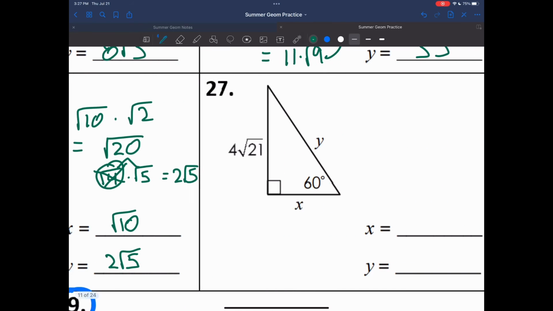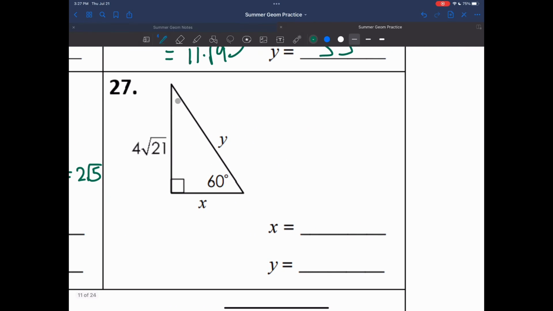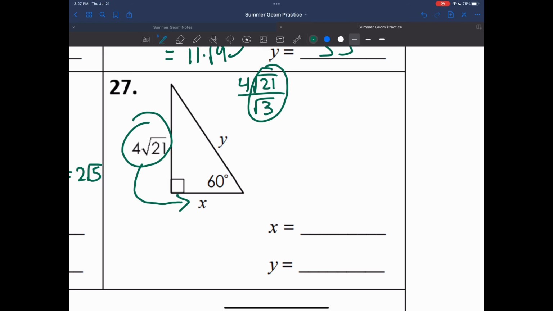Okay, good. 27. We've got a 30, 60, 90. They give us the long leg here. So we know these are a little challenging because we got to work in reverse. So whatever our long leg is, we know to go in reverse. We divide it by the square root of 3 so that we'll get our short leg. So let's do that. 4 square root 21 divided by the square root of 3. Now we can divide these because they're both underneath radicals. So 21 divided by 3, that's going to give me 7. So this is just 4 square root 7. And that's going to give you our short leg, our x variable.